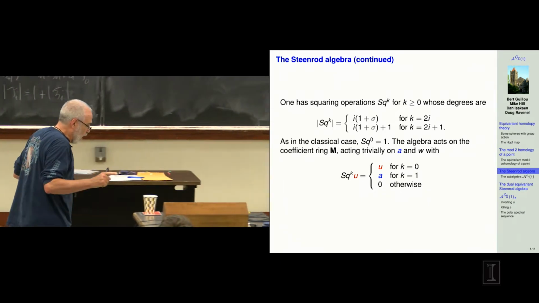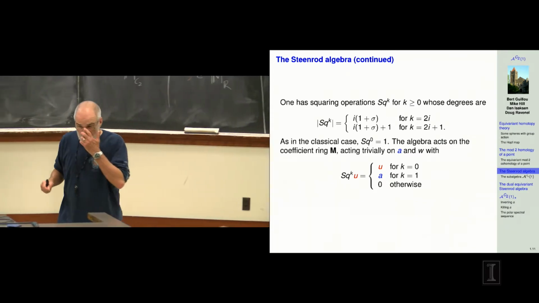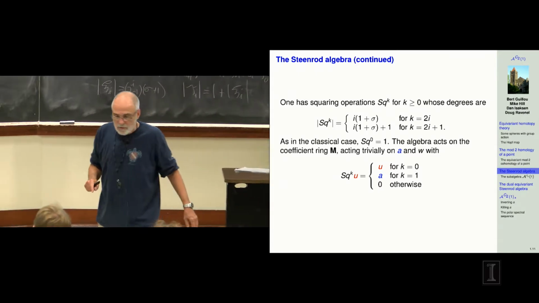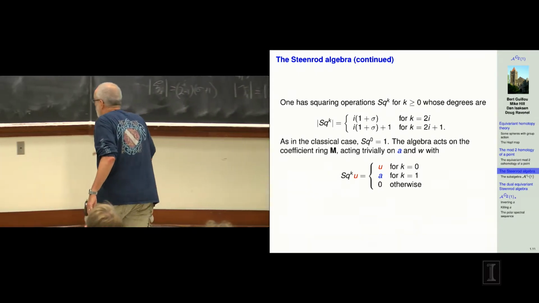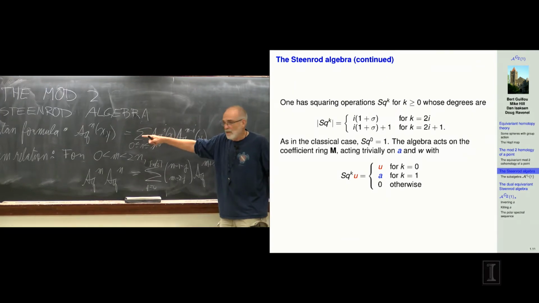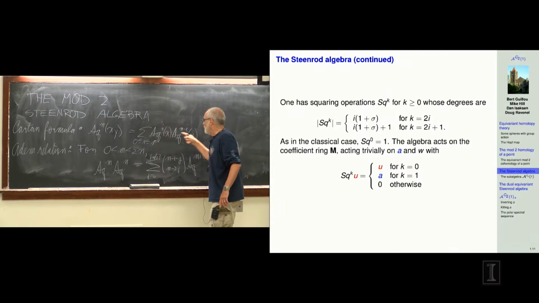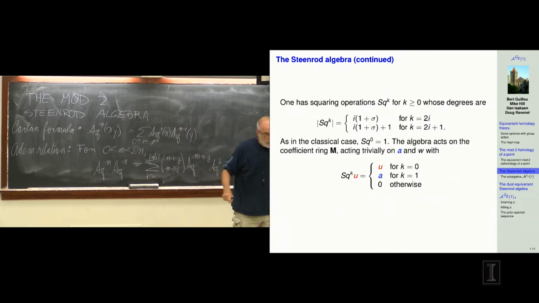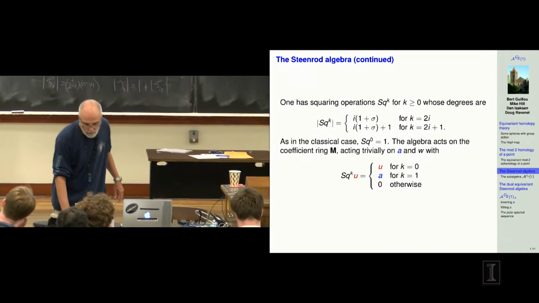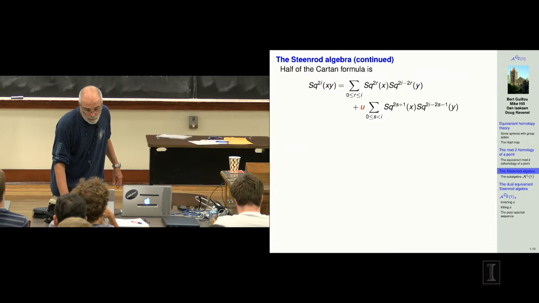Now, you want to be able to describe what it does to, say, a monomial in A and U, and for that you need a Cartan formula, which I'll describe in a moment. But to refresh your memory, this is the classical Cartan formula. This tells you that square n on a product xy can be expressed like this. Now, the Cartan formula in this case is sort of like that. But anyway, I'll start with this.